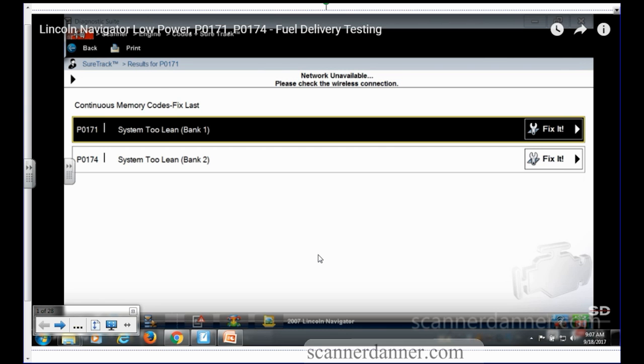So going into this vehicle, we have 171 and 174 fault codes, right? Those are my codes in memory. Customer's complaint is the check engine light is on. As far as I know, they weren't really complaining about a low power condition up front going into this, so this is what I see.